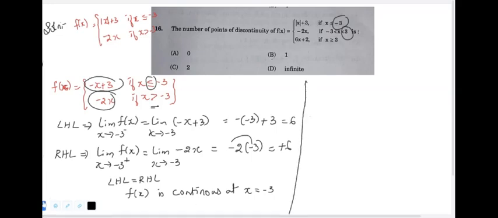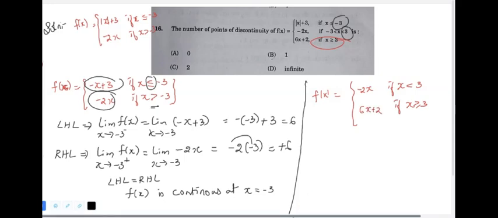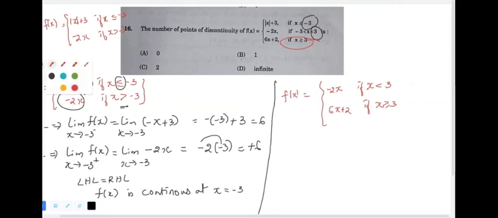So the other function is f of x, which is minus 2x when x is less than 3, and if x is greater than or equal to 3, we have 6x plus 2. Now we will find LHL and RHL for this function at the value 3.